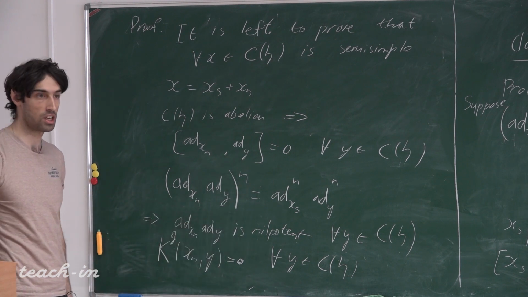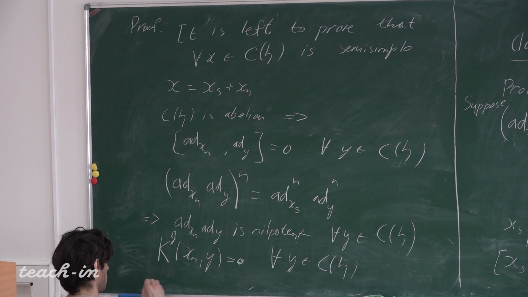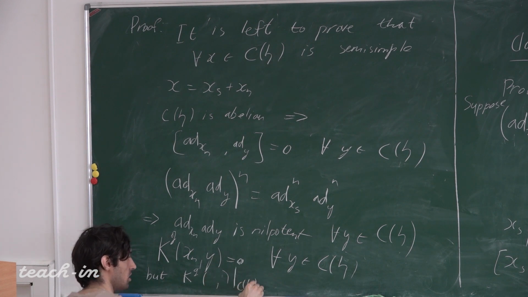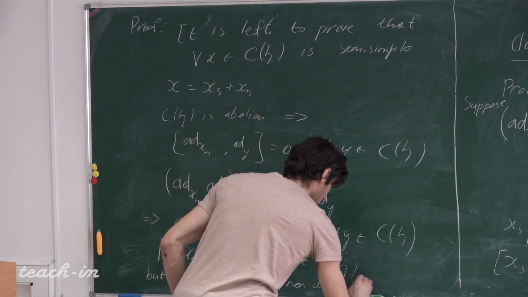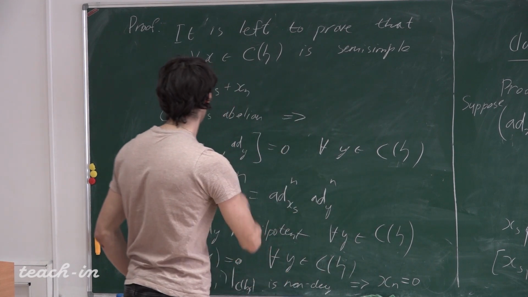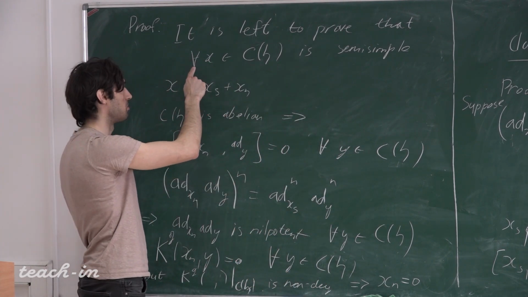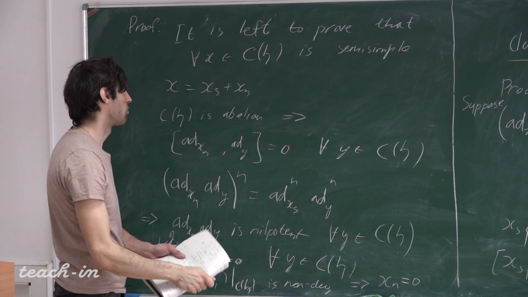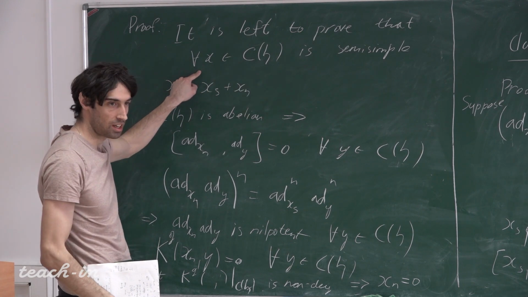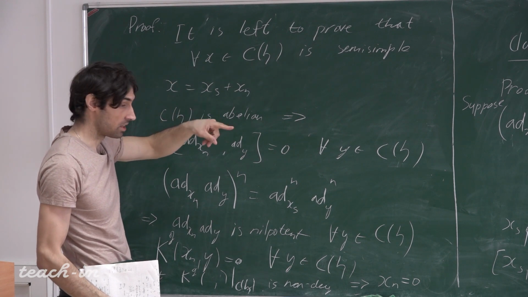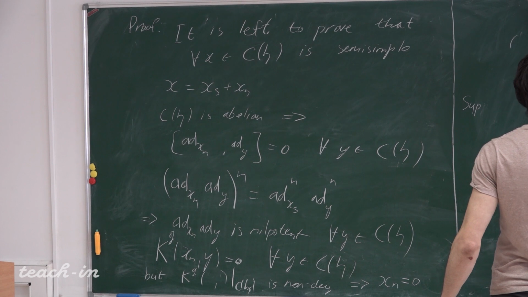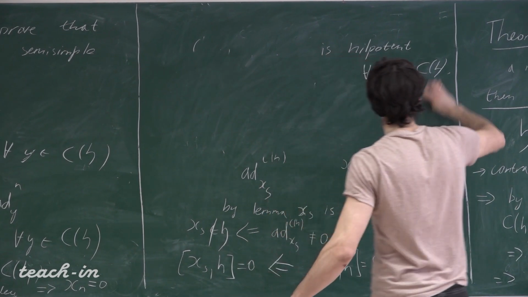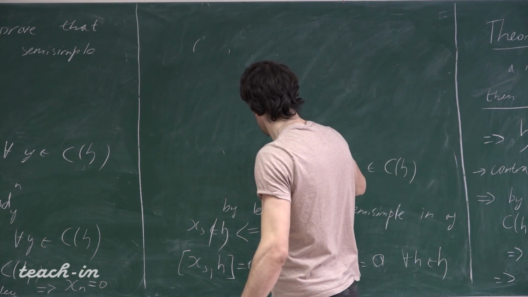But the Killing form restricted to C of H is non-degenerate. It means that Xn is 0. And it means that X coincides with its semisimple part. It means that X is semisimple. So we proved that C of H consists of semisimple elements, and it's abelian. Therefore, it's toral, which contains a maximal toral subalgebra. Therefore, it coincides with its maximal toral subalgebra.